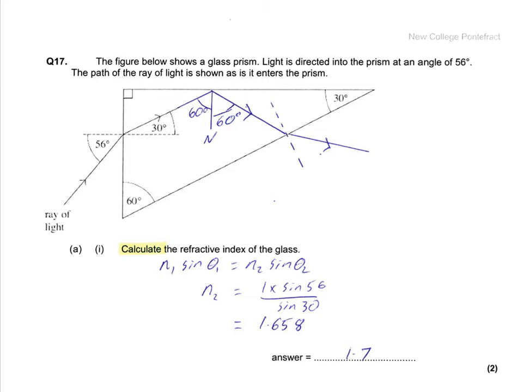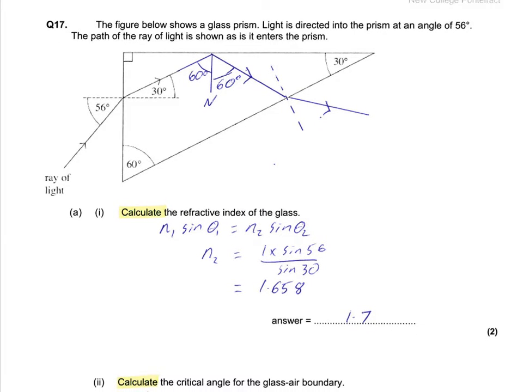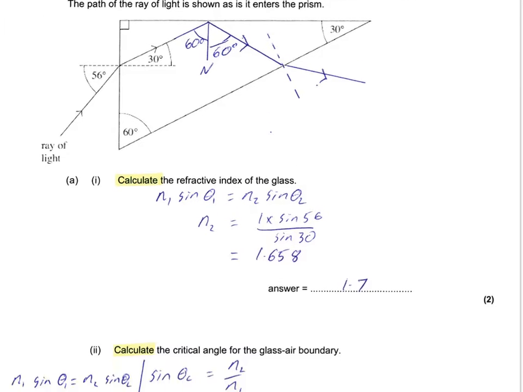Calculate the refractive index. As usual, if we can get away with doing this, let's just use n1 sine theta 1 equals n2 sine theta 2. Rearrange that, that'll give me n2 is sine theta 1 over sine theta 2. n1, we're in air, so that's where this 1 comes from. So that's n1 times sine theta 1 over sine theta 2, and it comes out to that value shown.